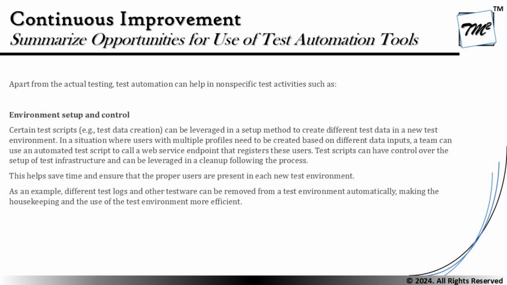Test scripts can have control over the setup of the test infrastructure and can be leveraged in a cleanup following the process. Indeed, that's a very simple thing to understand. That means test automation can also be used to create the required data. For example, if I relate it to the sign-up process, I can test this sign-up process with a script by creating a user, but when the need comes to create some test user accounts, I can reutilize the script to create 5 or 6 or maybe 10 user accounts as well, because the same script is required to register a user on the application. So instead of creating this manually, you can certainly make use of your own automation script to do this job.